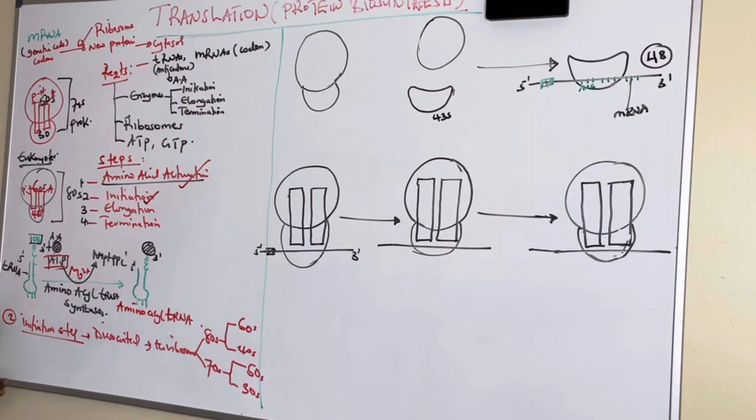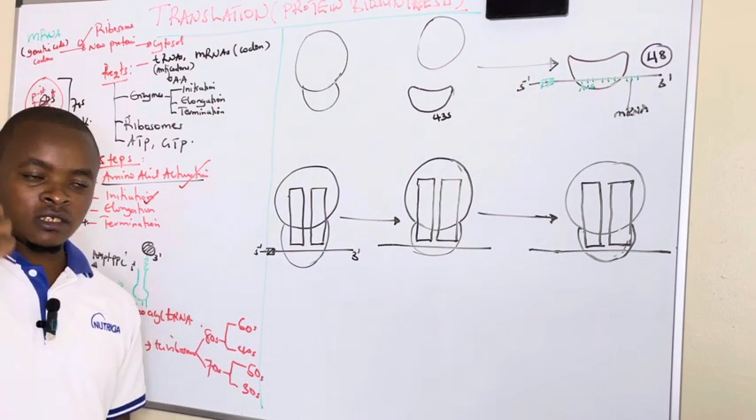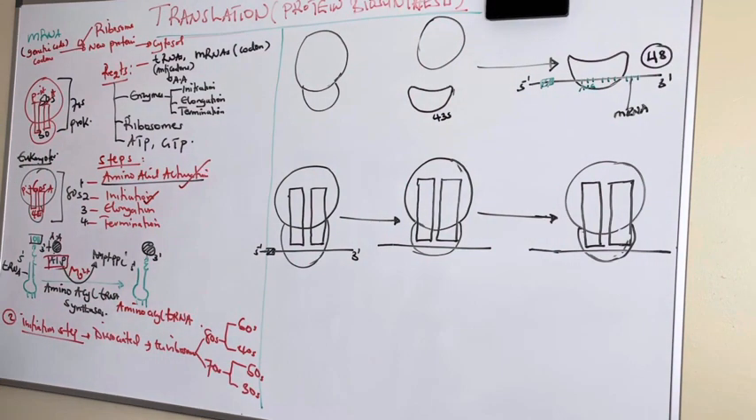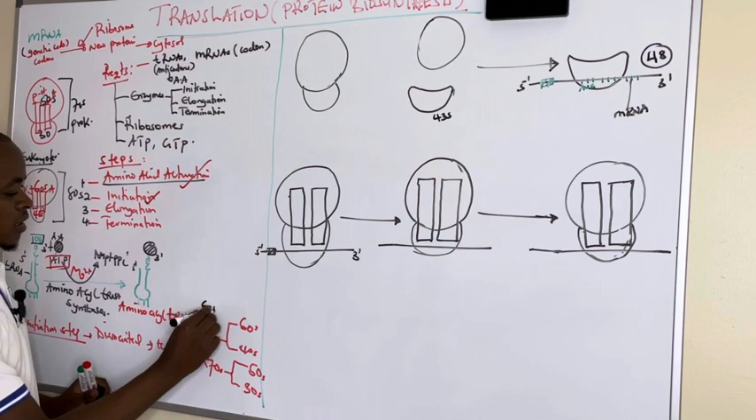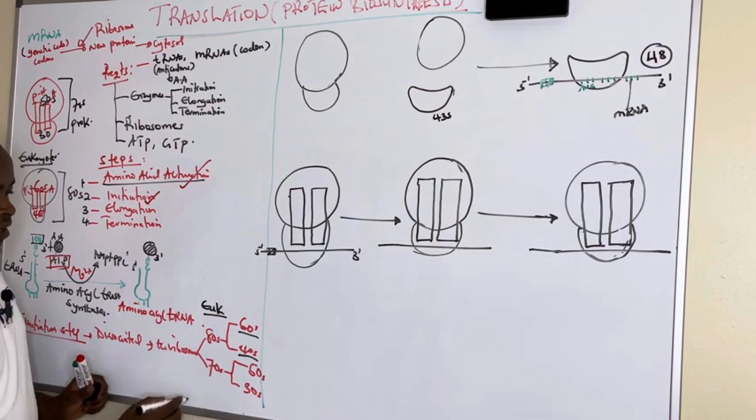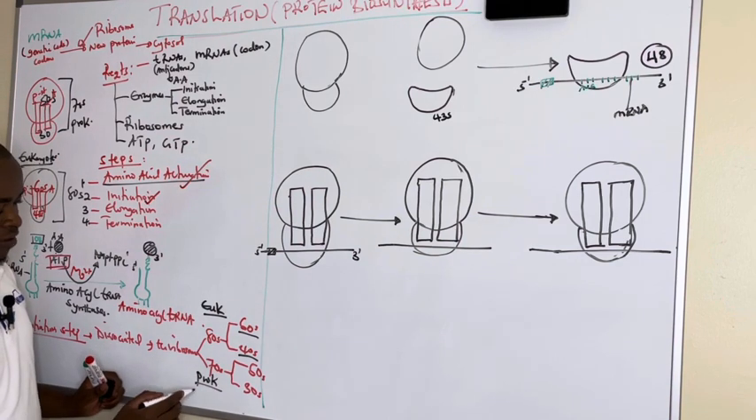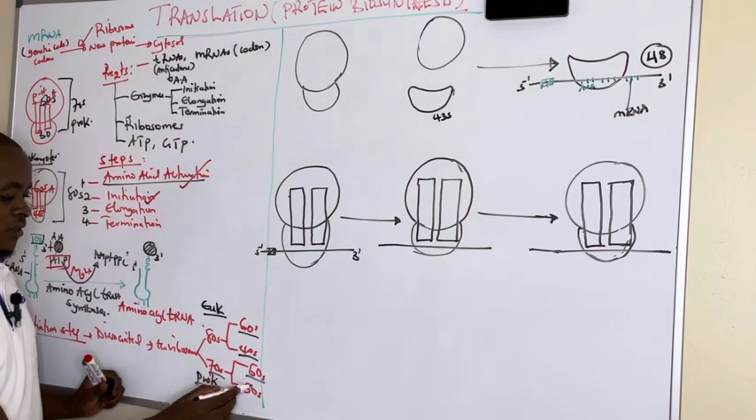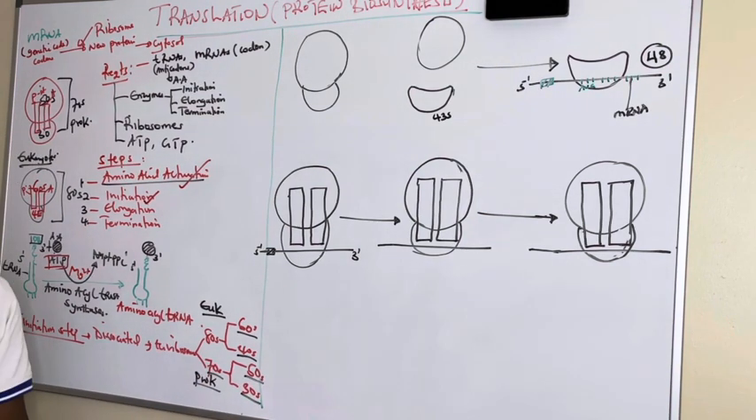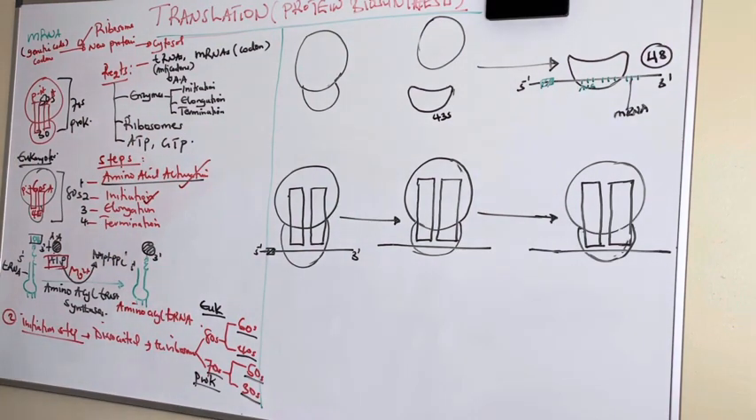Under initiation, we need to separate the larger subunit and the smaller subunit. That is what we are calling ribosome dissociation in the cytosol. Whenever in eukaryotes we have the 80S, it is dissociated into 60S and 40S. If it is prokaryotes, which are smaller microorganisms, it is split into 50S and 30S ribosomal subunits. So that's the first step under initiation.